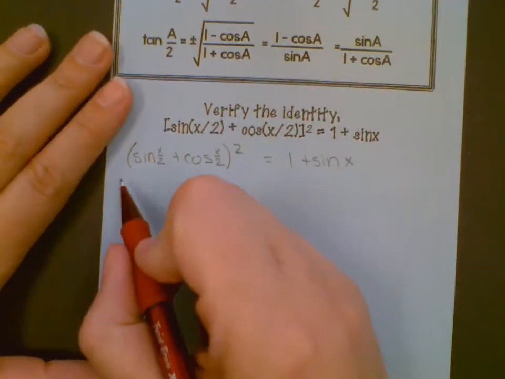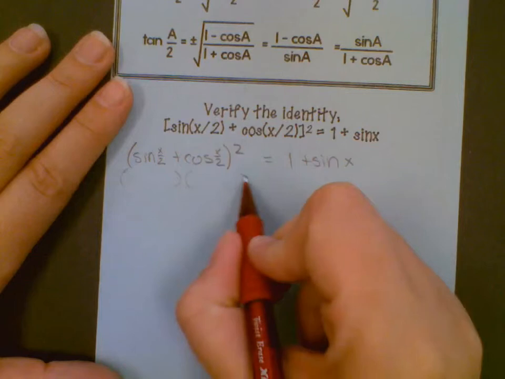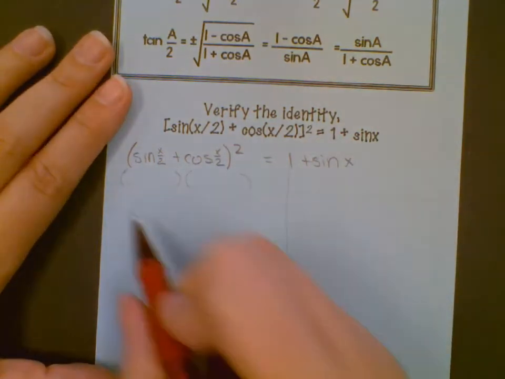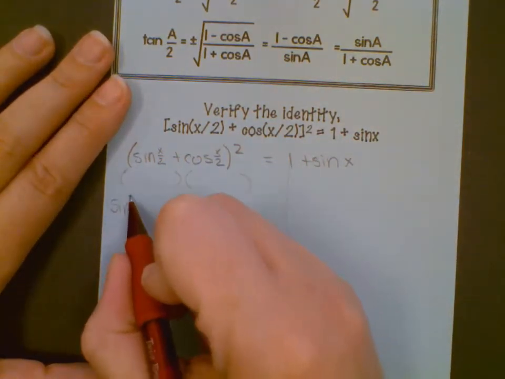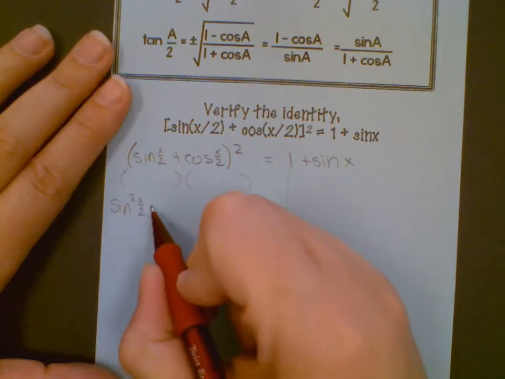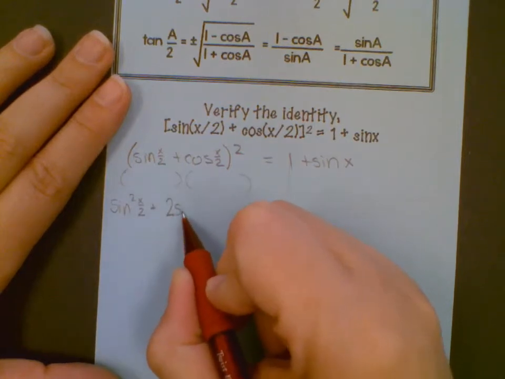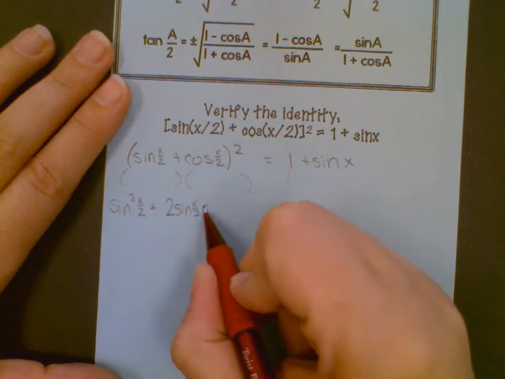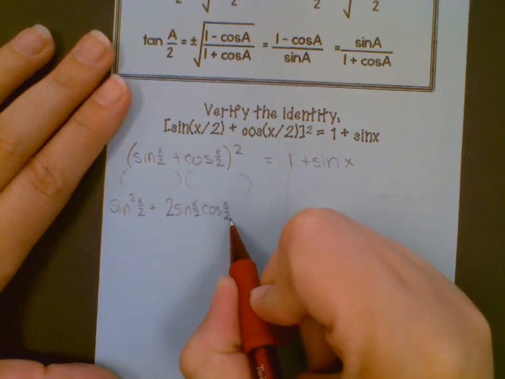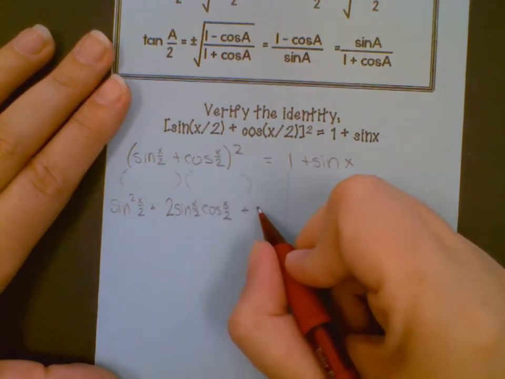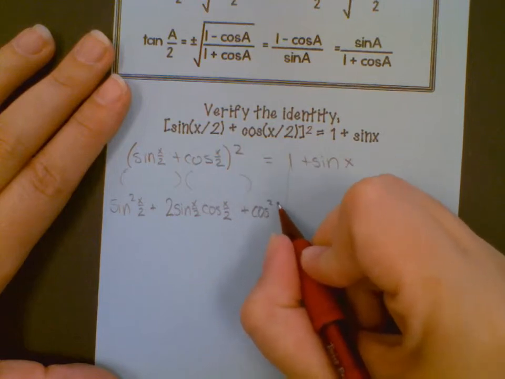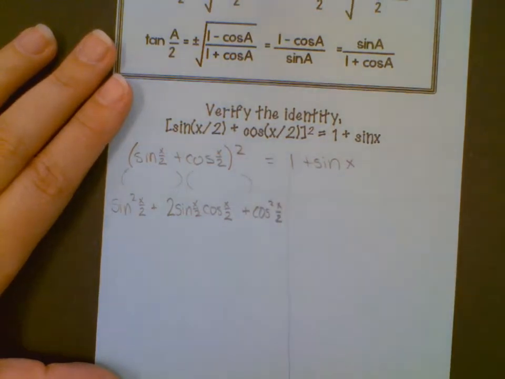Remember to write both parentheses if that helps you when you do your FOILing. So we would end up with sine squared x over 2 plus 2 sine x over 2 cosine x over 2 plus cosine squared x over 2.